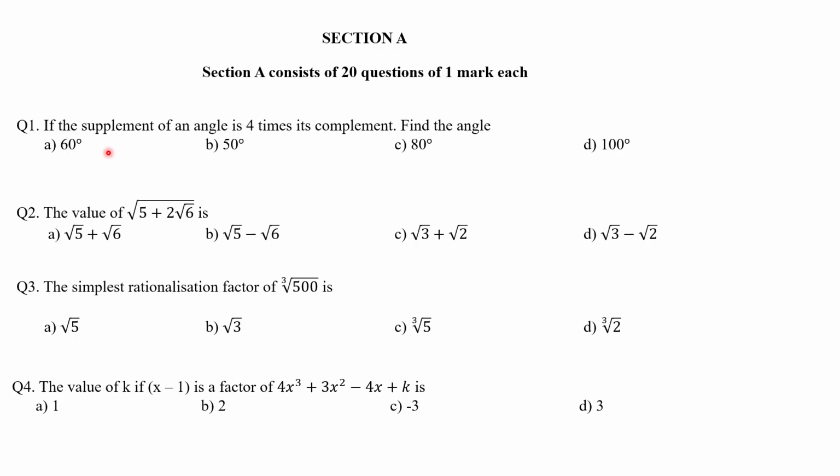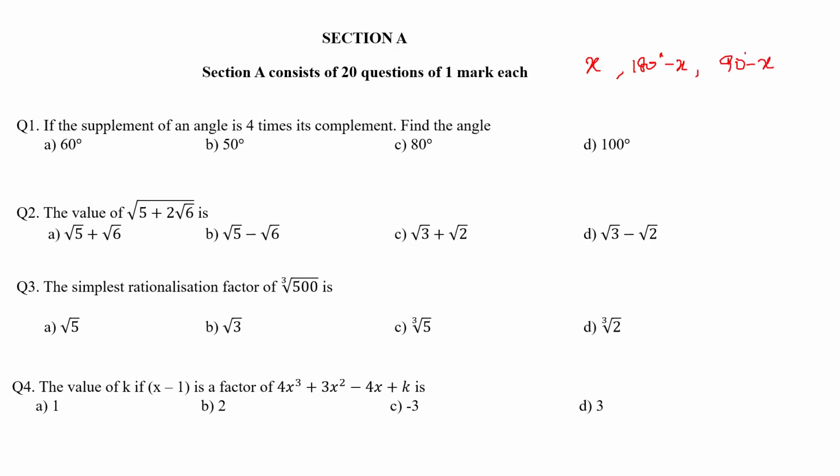Now the question number 1 is, if the supplement of an angle is 4 times its complement, find the angle. So supplement of an angle, how will you find? We know that two angles are supplementary if their sum is 180 degree and two angles are complementary if their sum is 90 degree. So here first step I will assume let the angle be x. Okay, so if my angle is x, supplementary angle will be 180 degree minus x and complementary will be 90 degree minus x. Now let's put it in the relation.